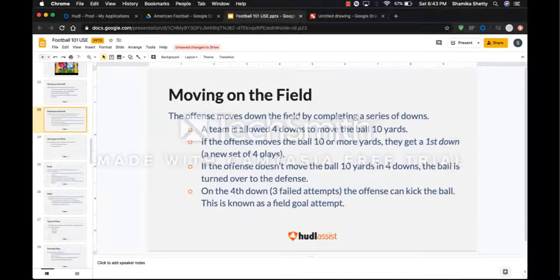Okay, the offensive team will move down the field in a series of downs. Downs is another word for chances. Now we know that the entire field is divided into yards, yard lines. The 100-yard field is divided into 10 yards. A team is allowed 4 downs, 4 chances, to cover a minimum distance of 10 yards.